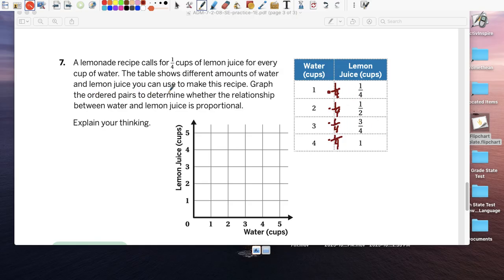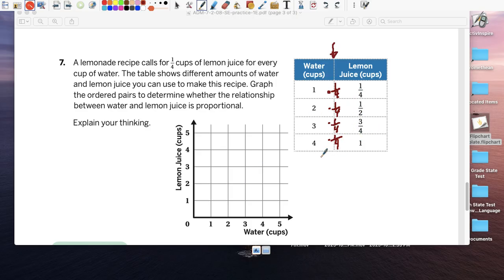Graph the ordered pairs to determine whether the relationship between water and lemon juice is proportional. Well, we proved it in the table, right? I found the constant of proportionality right here. And then 2 times 1/4, is it a half? Yes, it is. 3 times 1/4, is it 3/4? Yes. 4 times 1/4, is it 1? Yes, it is. So from the table perspective, proportional. So when I graph this, obviously, it should be proportional as well.